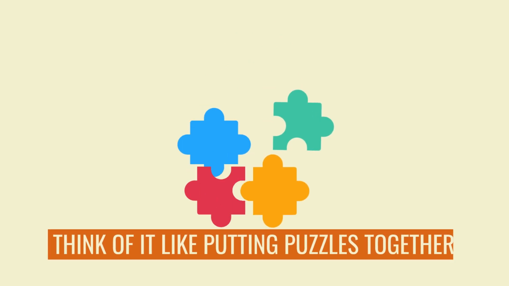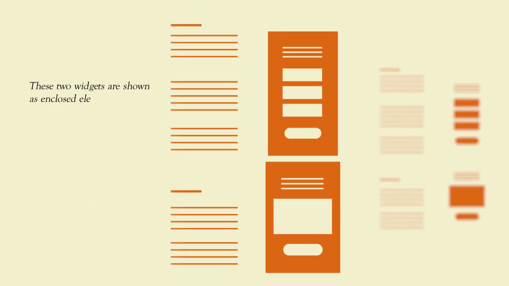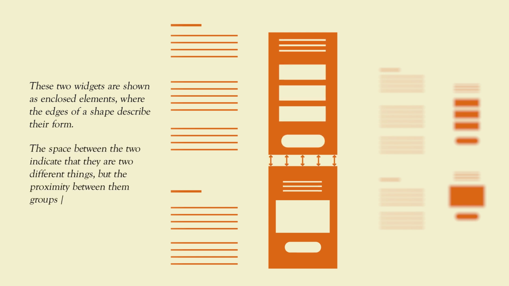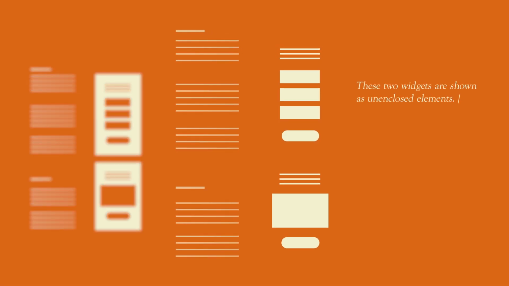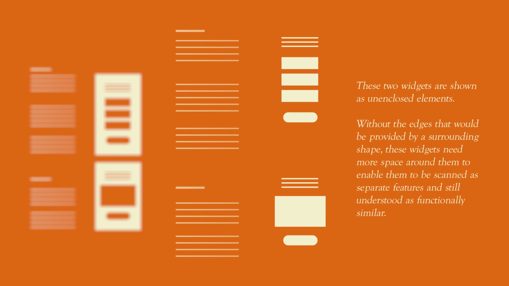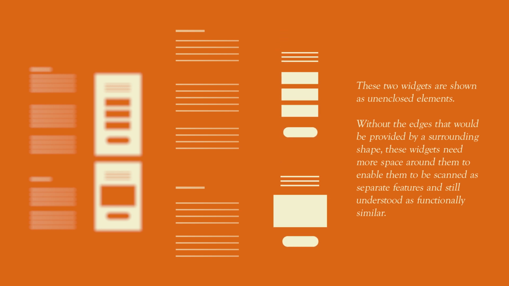We can see this when we look at widgets, which are like small tools or features on a web page's sidebar. On the left side, imagine 2 widgets that are enclosed, like they are inside a box or a shape. This box shows us that they are 2 different things. The space between them tells us they are separate, but since they are close, we know they are both part of the sidebar. Now on the right side, picture 2 widgets that are not in a box. They are just there without any borders. Since they don't have these borders, we need more space around them. This space helps us see that they are different from each other, but still similar in what they do.